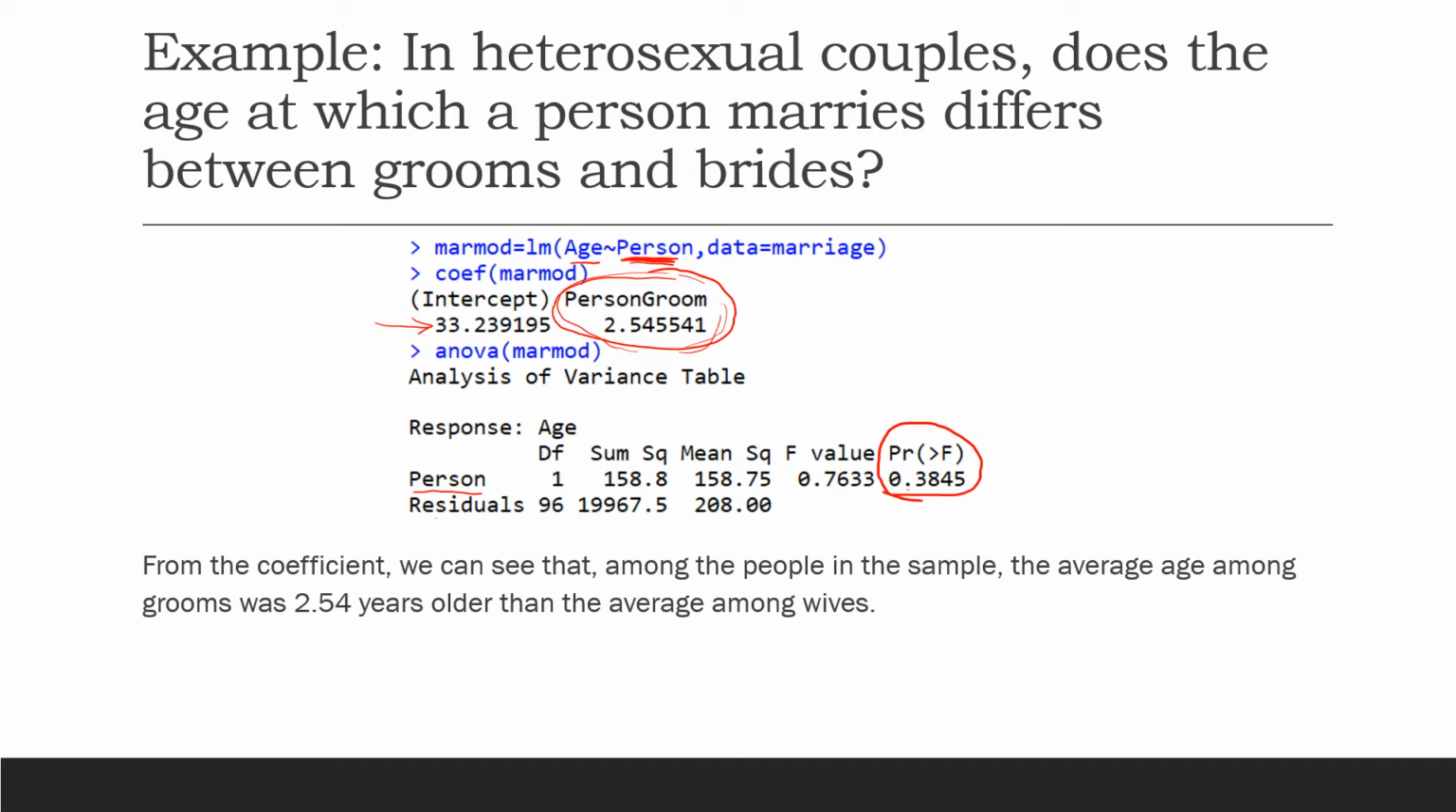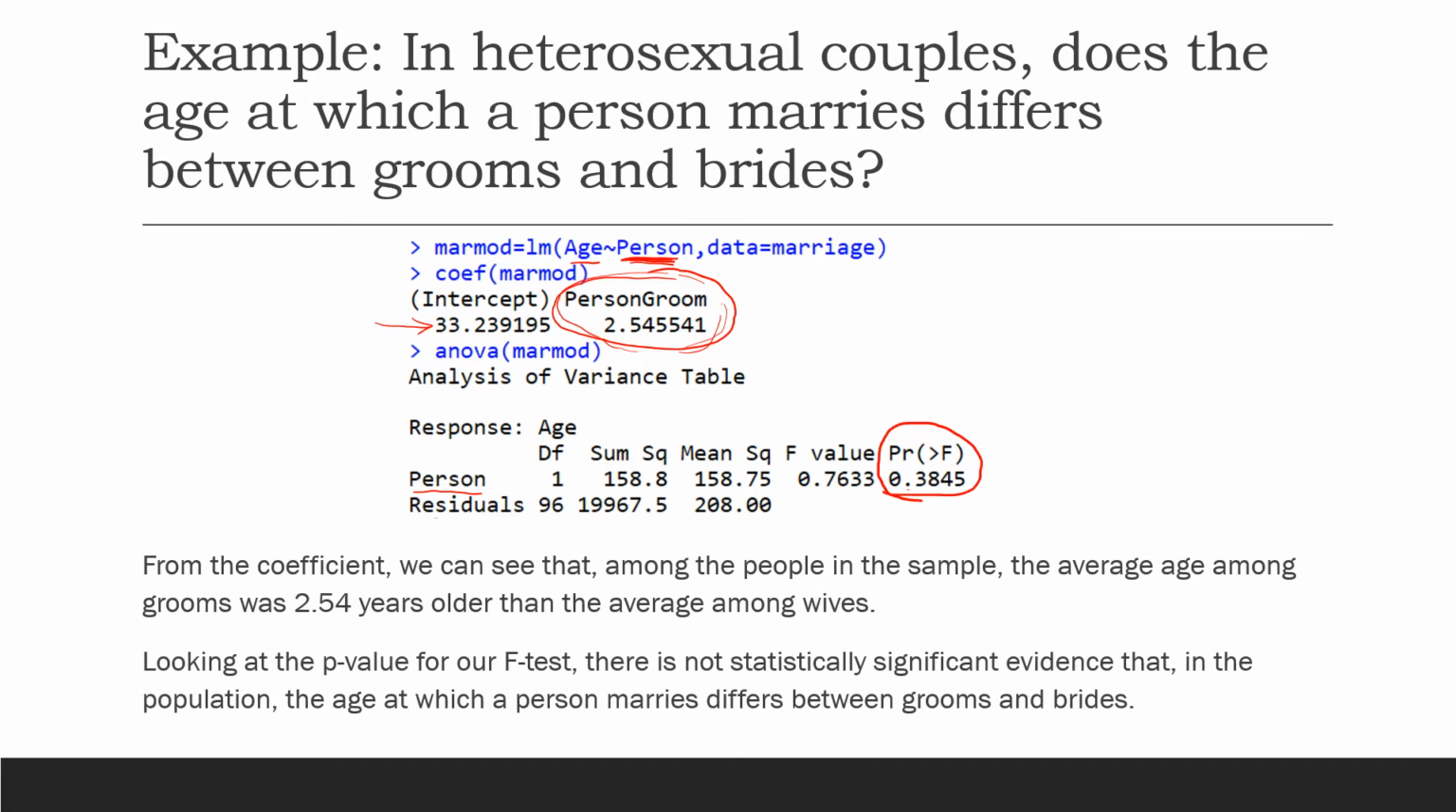So that is a very large p-value, indicating weak evidence that there's a difference in the mean age between brides and grooms. So the p-value for our F-test tells us there is not statistically significant evidence that in the population from which this data were collected, the age at which a person marries differs between brides and grooms. And this type of F-test is equivalent to a t-test comparing means from two samples. So if you've taken another statistics course where you did a two-sample t-test, this is an equivalent test. It would give you exactly the same p-value as a two-sample t-test, assuming that the variance is equal in the two groups.